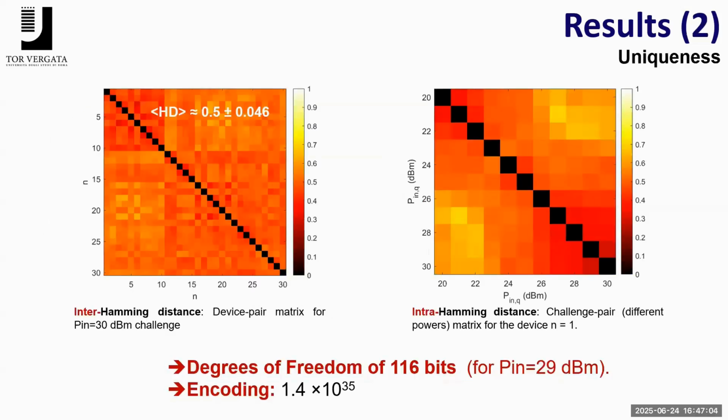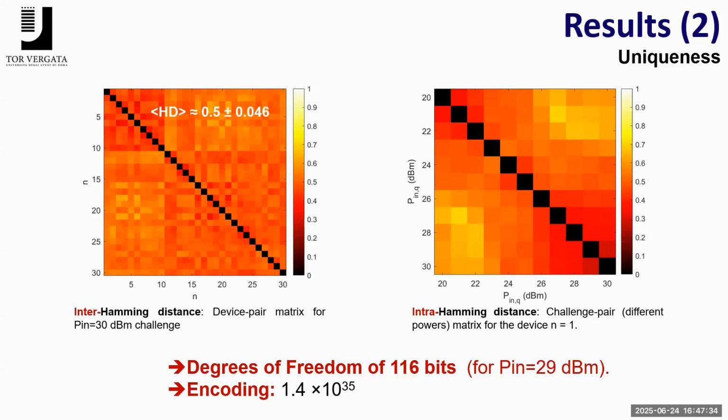Then, how unique is this database of keys? We can analyze the inter-Hamming distance. Every pixel is the Hamming distance between 2 devices with the same power challenge. And you can see they are close to 0.5, which means they are uncorrelated. The black one means each device against itself, so of course, you will have 0 value, no difference.